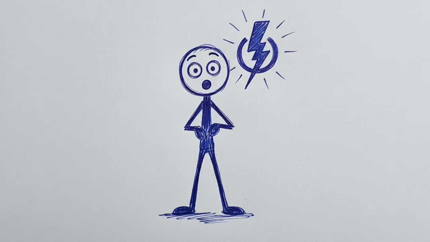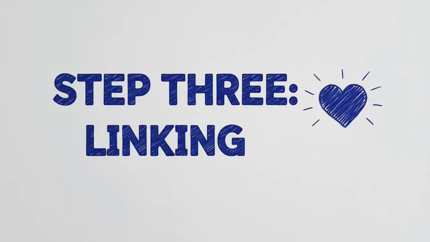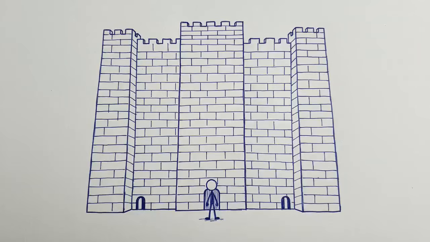Okay, this is where things get really powerful. Learning the pieces is one thing, but mastery comes from connecting them. This brings us to the heart of the entire system. Step 3, linking. An isolated fact is a brick. A connected fact is part of a fortress.